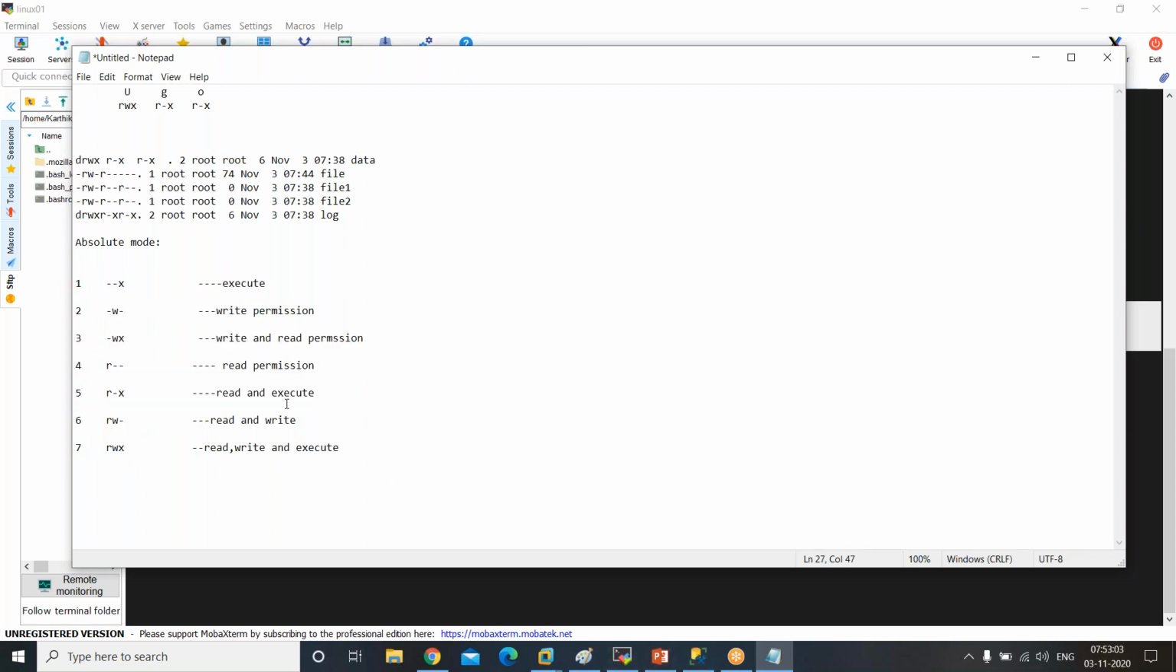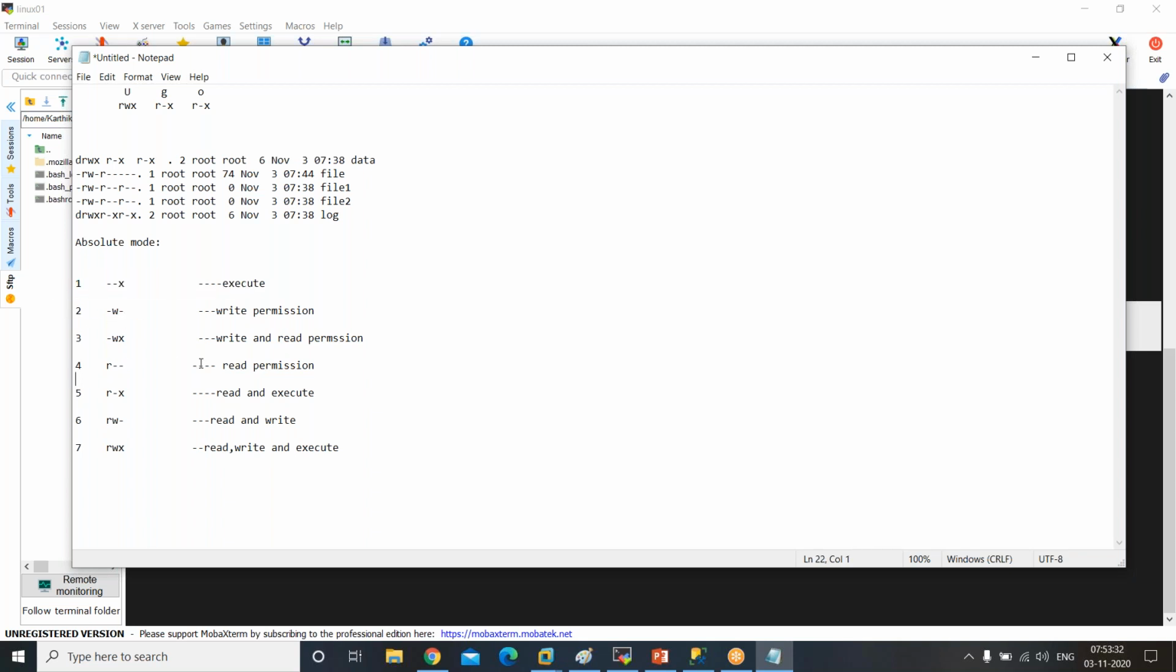See guys, permissions are represented in terms of numbers. When you represent 1, you are giving the execute permission only. 2 means you are giving the write permission. 4 means you are giving the read permission. 3, what are the 2 individual permissions making 3? 1, 2 is making 3. Individual means read, write, execute. These are the individual permissions you have to combine.